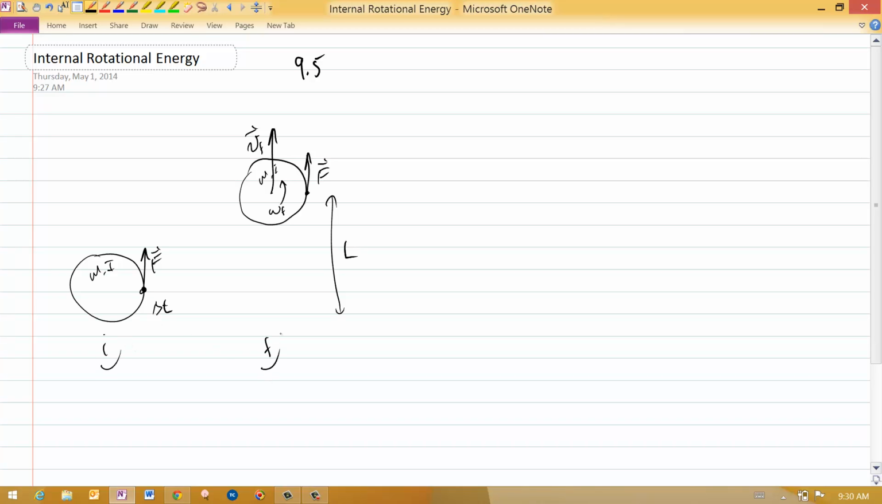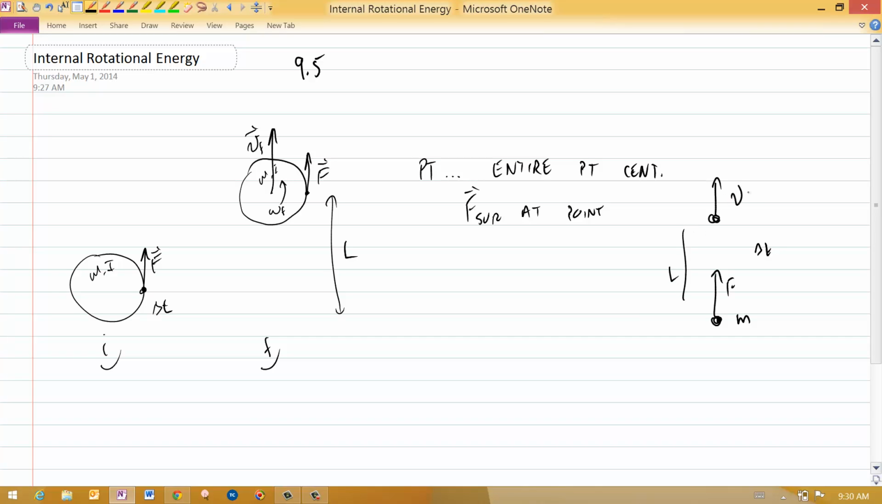One thing I want to know is, what is the final velocity? This disk has a moment of inertia I and a mass of m. For the point system, I consider the entire system as a point. All the mass is concentrated at the center of mass, and the net force from the surroundings acts at that point. So I can't tell that this force is being applied at the edge. What I would see for the point system is a mass m with a force F on it, and after a time delta t, it's sitting a distance L away with a velocity v final.